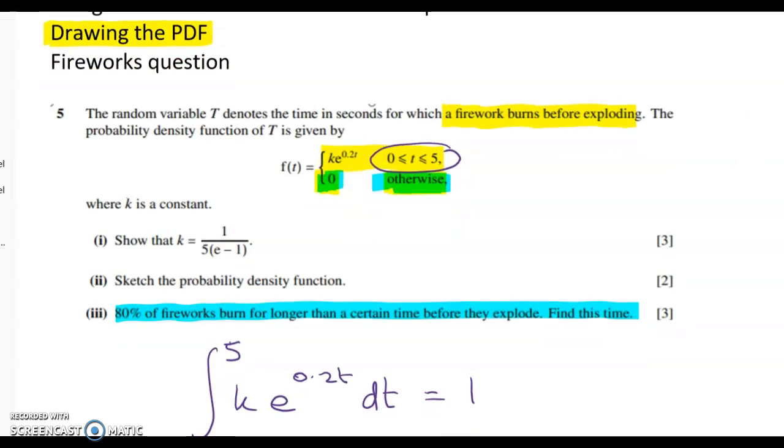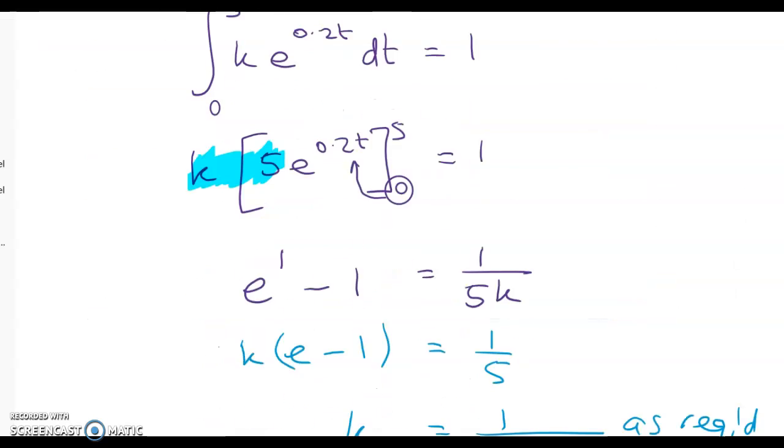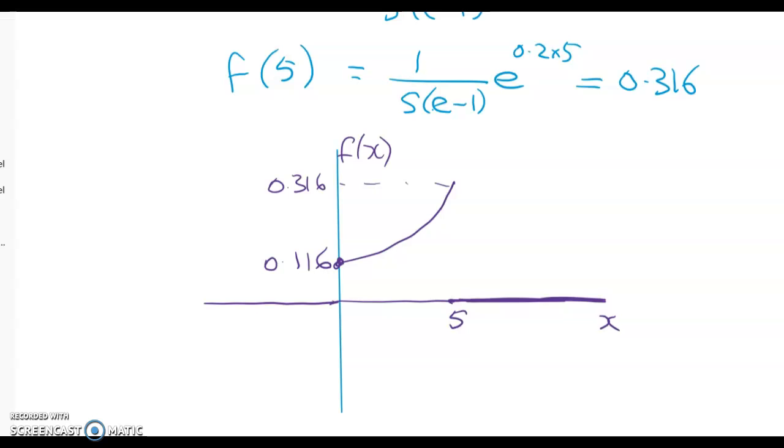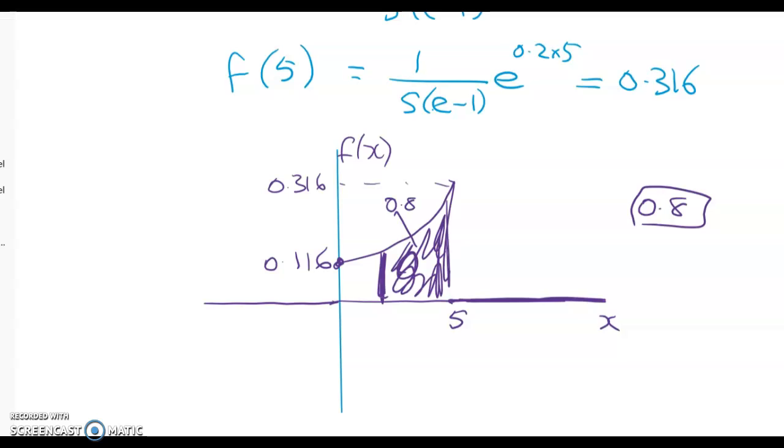Right, now let's have a look at the last question. Because if we can shade in an area, it's going to make it very easy. 80% of fireworks burn for longer than a certain time before they explode. Find this time. Now, if you work too fast, what you're going to do is you're going to put in 0.8 as the area we're trying to find. But what we're looking for is to say that if we've got 80% longer than a certain time, we want this area to be 0.8. The easiest way to do this problem is to solve for this area here being 0.2.